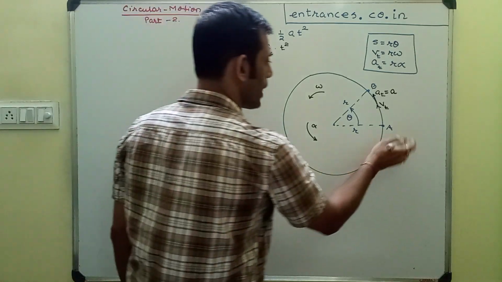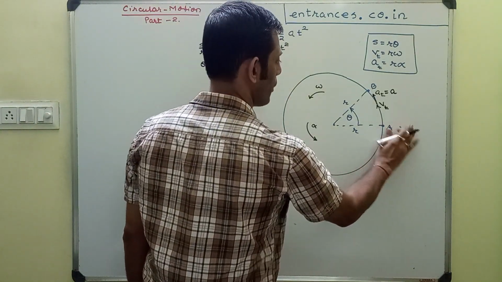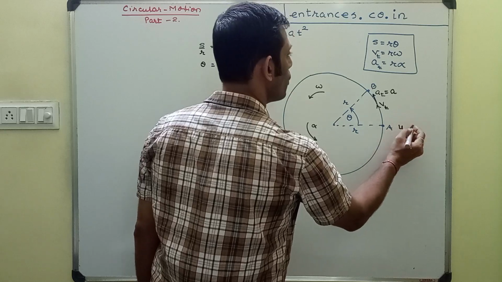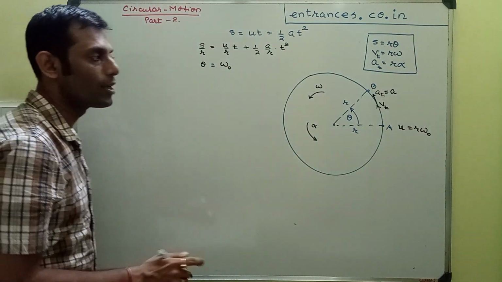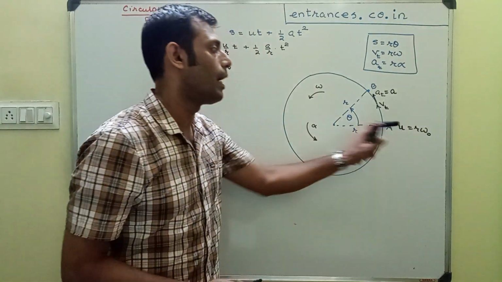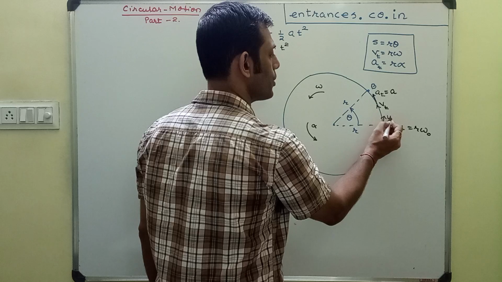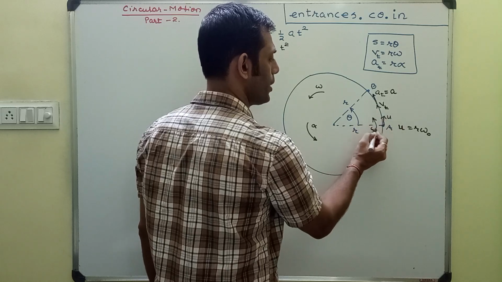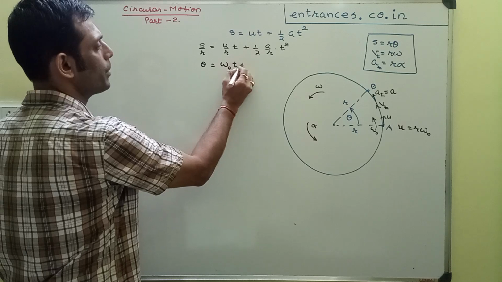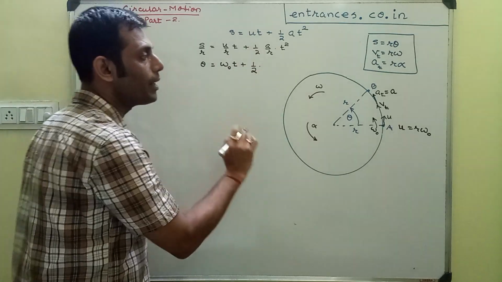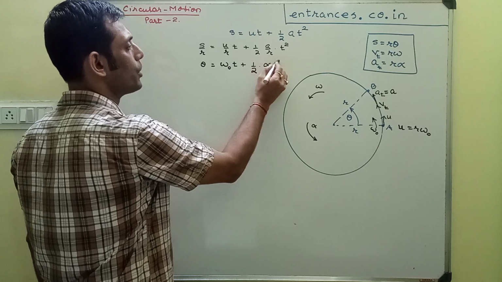Now let me introduce that velocity is u, and u is equal to r into omega naught. The initial angular velocity is omega naught, and u is the tangential velocity. So therefore, this is omega naught into t plus half a by r. Now at by r would be equal to alpha into t square.